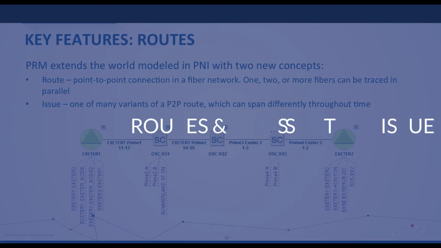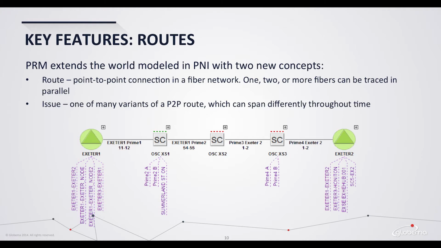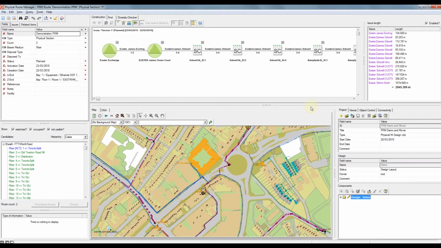I would like to introduce you now to these 2 main concepts of PRM. PRM introduces route object, which is point-to-point connection in a fiber network. 1, 2, or more fibers can be traced in parallel. The second object is an issue, which is one of many possible variants of a route, which can span differently throughout time. Let's go back to live demo, in which I will show you what kind of information can be retrieved having some PRM data already in database.